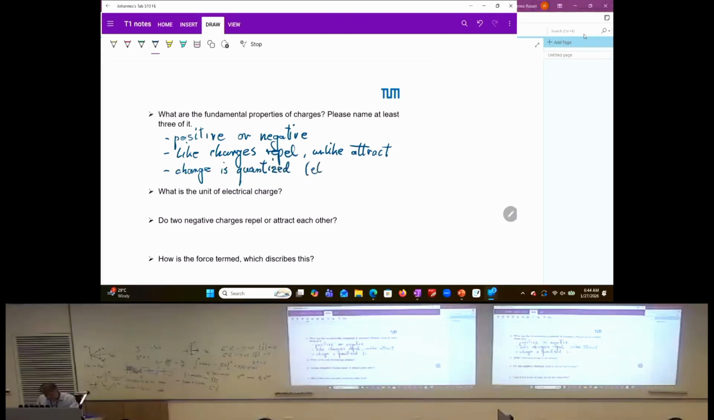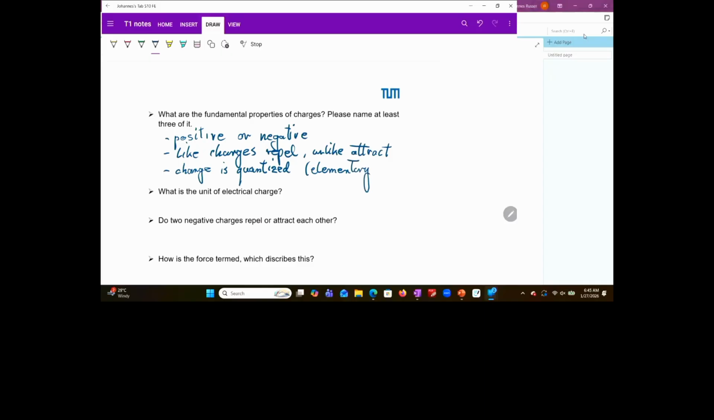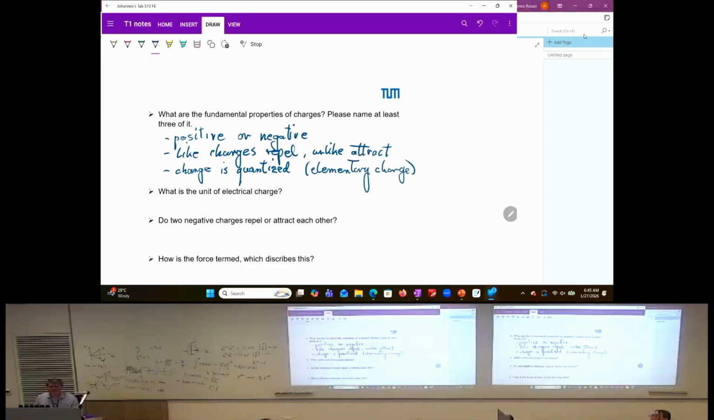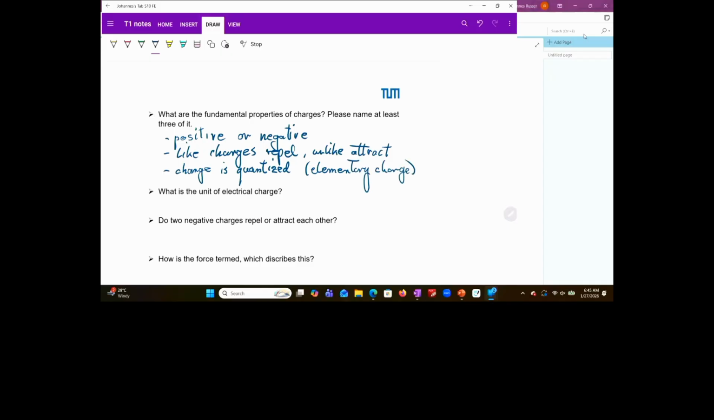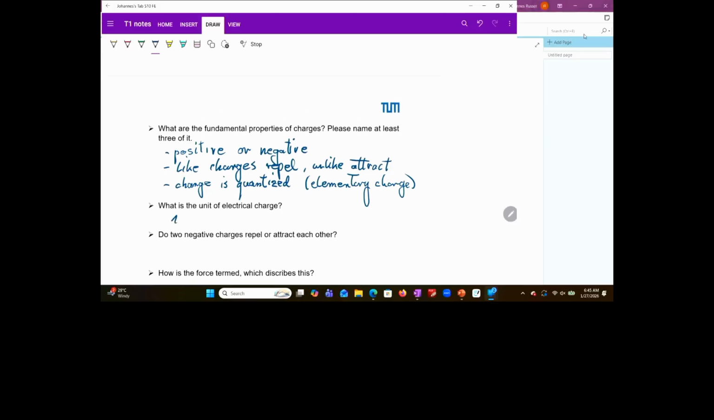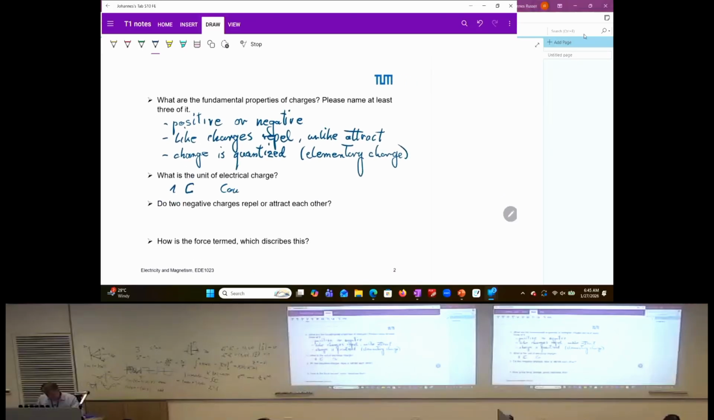We have the elementary charge. What is the unit of charge? Yeah. We have one C, that is Coulomb. Then, okay, do two negative charges repel or attract? I think we answered that. Yeah, so two negative charges, they repel, not attract.